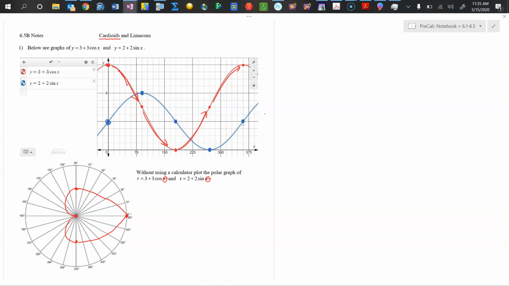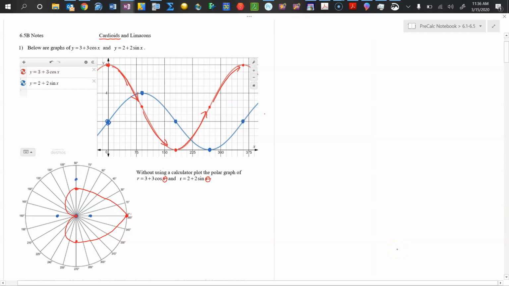So 0 degrees, 2 units, remembering that our scale is from 0 to 6, so 2 units away from the pole. At 90 degrees, 4 units away from the pole. So we're about right there. At 180 degrees, again, 2 units away from the pole, so about right there. And at 270 degrees, we are 0 units away from the pole, so we're actually at the pole. And finally, back to 2 units away from the pole.